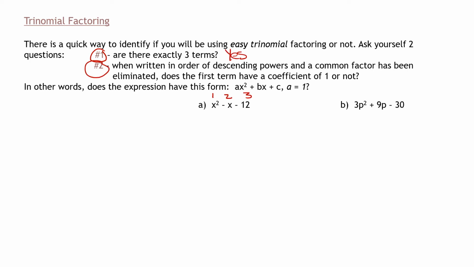Question 2. When written in order of descending powers and a common factor has been eliminated. Okay, so is there a common factor here? No, there isn't. I can't take a common factor out of these 2. Remember, I just talked about that. So there's no common factor.